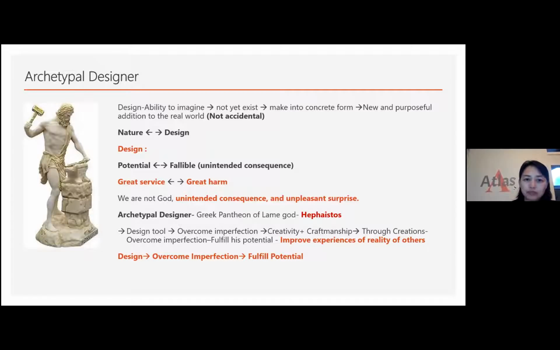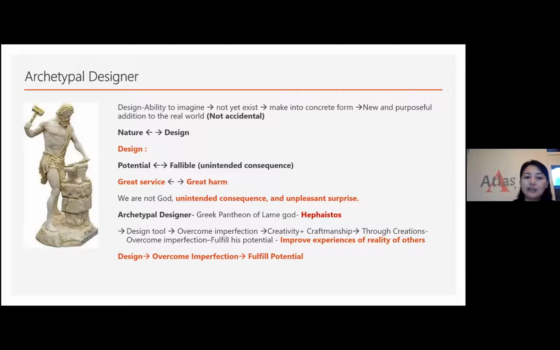And then we trace back to the archetypal designer. So in design, you have to imagine something that does not exist, and you make it into a concrete form that is a new and purposeful addition to reality. So design is an addition to nature. It has potential, but it is also fallible, with unintended consequences we all experience nowadays from human invention and intervention in nature, like global warming, as everybody knows. So design can create great service, but could also create great harm, because we are not God. We cannot foresee the unintended consequences. I think the reason is that we don't have a comprehensive, overall understanding of the whole universe. That's the human limitation.